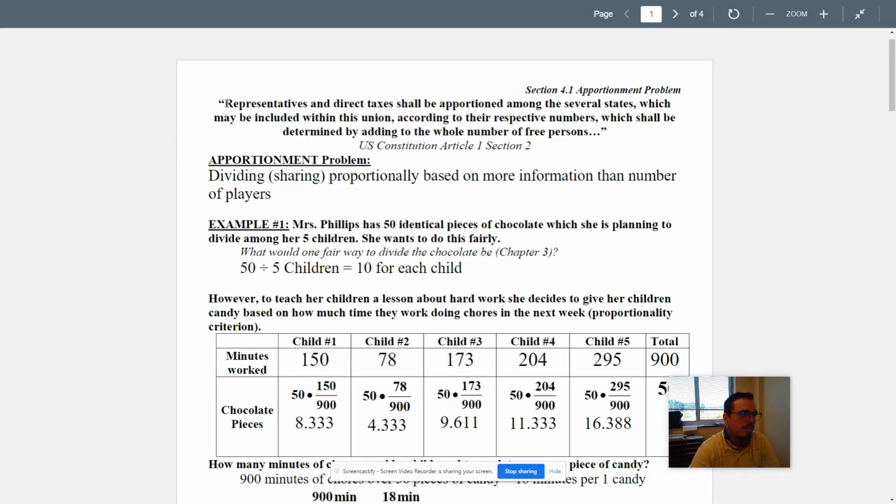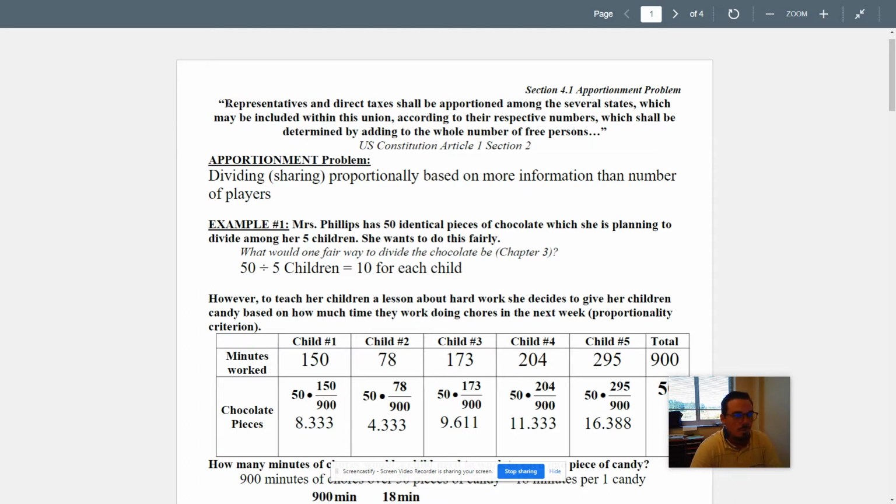Let's just read through some of the notes that we have, and then I'll highlight as we go on. So, first thing here in our notes, it says that representatives and direct taxes shall be apportioned among the several states, which may be included within this union, according to their respective numbers, which shall be determined by adding to the whole number of free persons.